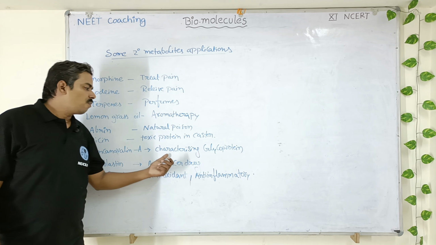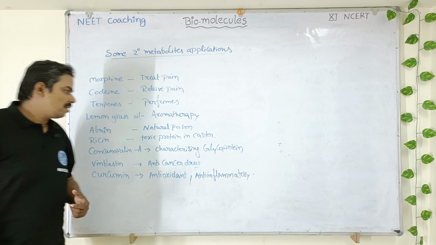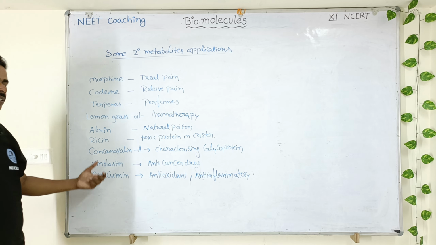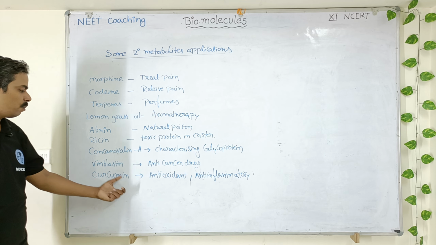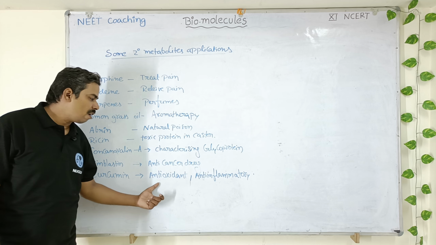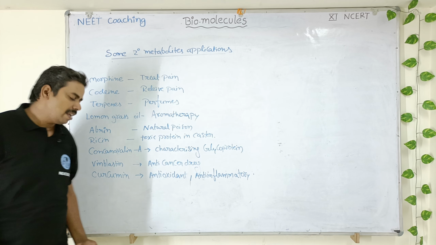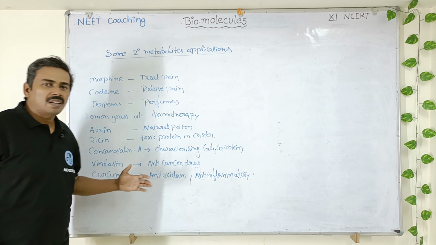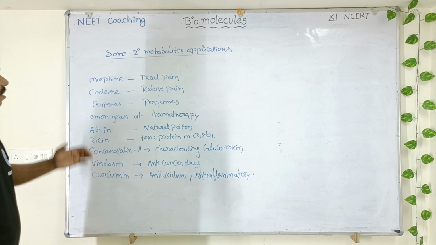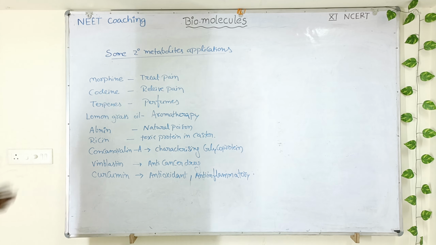Concanavalin A, it is used for characterizing glycoproteins. Vinblastine, it is used in anti-cancer drugs. Curcumin, it is used as an antioxidant and anti-inflammatory. Curcumin is present in turmeric. Okay, so these are some of the uses of secondary metabolites. Copy down, students.